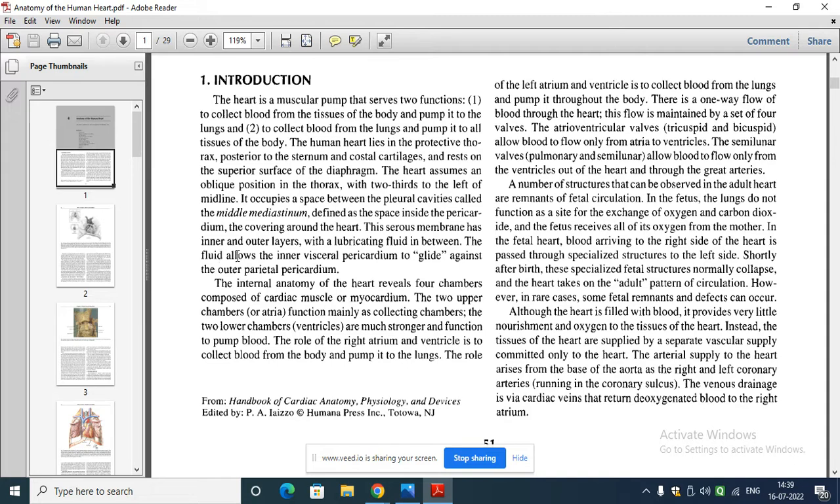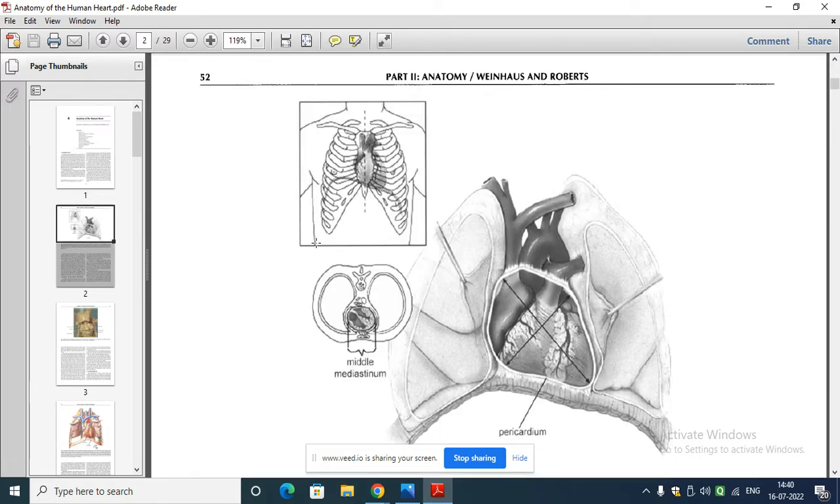The fluid allows the inner visceral pericardium to glide against the outer parietal pericardium. I am repeating this again. So we are done with the introduction.